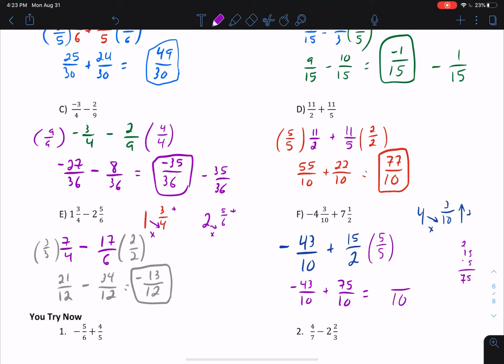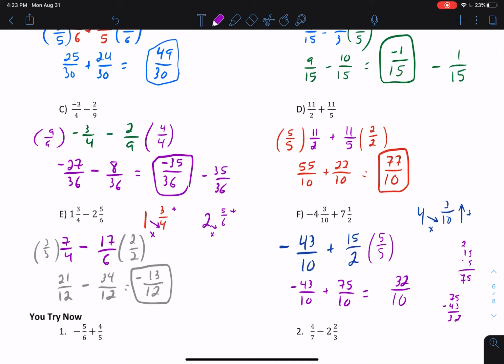All right, and now I just finish this out. The denominator stays the same, so the denominator is going to be 10. And now negative 43 plus 75. You can do that off to the side real quick. 75 minus 43. That's going to become 32/10.